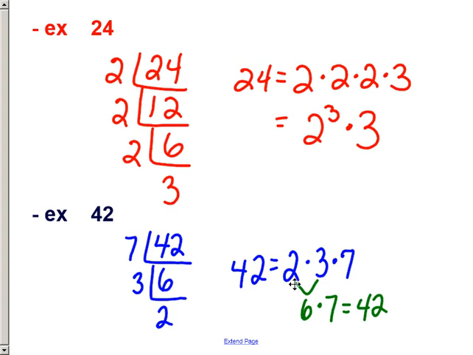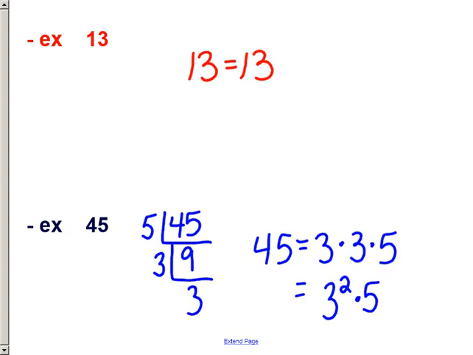All right, let's go ahead and look at 2 more. Give these 2 a try and see what you come up with. So now that you've tried it, take a look and see how you did. 13 is a prime number, so its prime factorization is just 13. For 45, you should have gotten 3 times 3 times 5, which can be rewritten as 3 to the second power times 5.